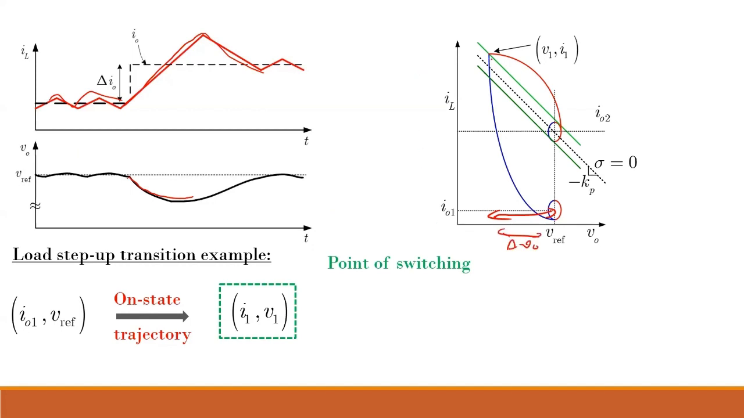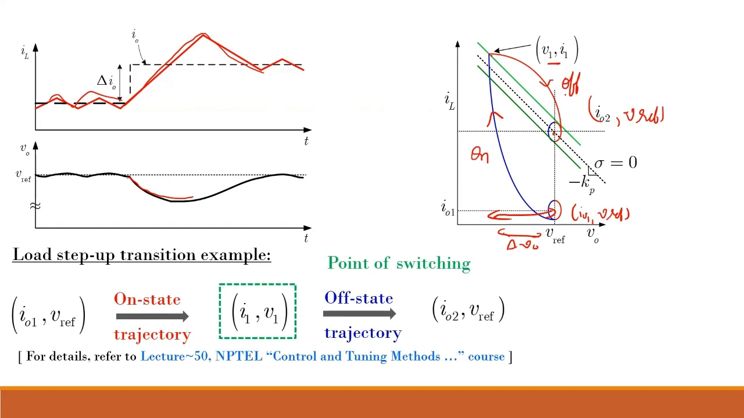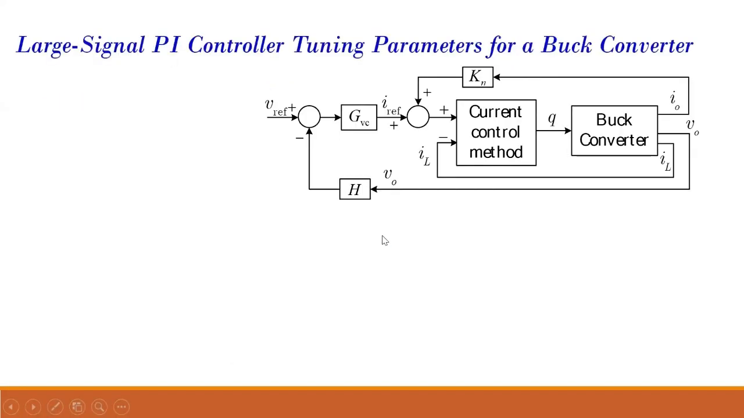So it will reach this point ILB1 from this I01 Vref point. It will go to V1 I1 like this. Then it will come to this point I02 Vref over here. So using the off-state trajectory. This is my on-state trajectory. This is my off-state trajectory. If you want further details, you can refer to lecture 15 of the previous NPTEL course.